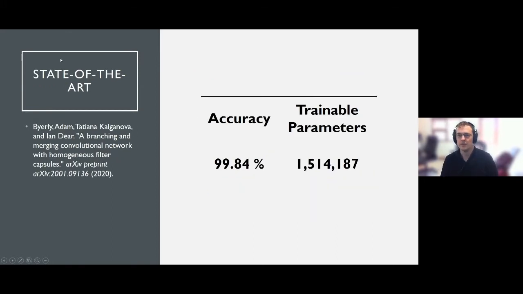The current state-of-the-art system on this was released in a pre-published paper in 2020, which has an accuracy of 99.84% on the test set. So it classifies 99.84% of those 10,000 samples correctly. But this has 1.5 million trainable parameters, which is about 20 times larger than the network that I'm going to show you in the demo.